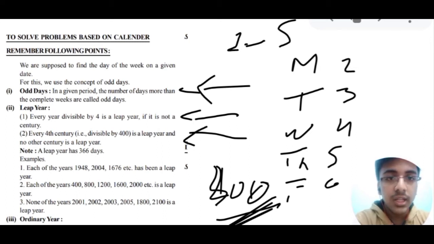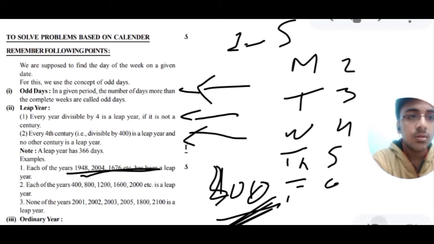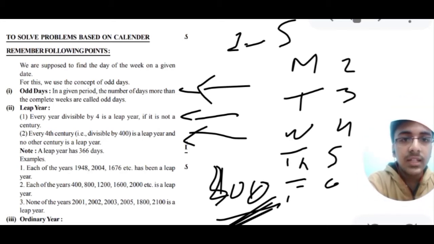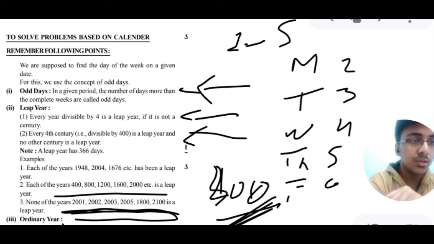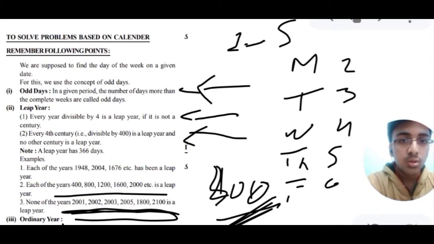So here you can see examples of each of them. 1948, 2004, 1676, etc. are leap years. We know that they are divisible by 4. Now here, 400, 800, 1200, 1600, 2000, as I told you, these are centuries, so these are divisible by 400. So these are also leap years. Now none of these are leap years because they are not centuries. If they were centuries, then we would divide them by 400. But these are normal years, and they are not divisible by 4 either. So that means these are not leap years.